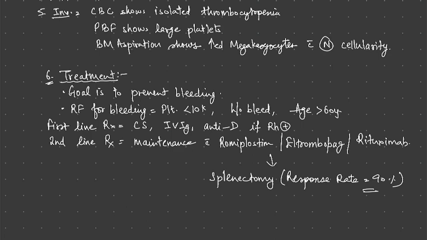Splenectomy is very much successful in ITP. Response rate is 90%. Even though it is very much successful, it is very much effective, still the first line of treatment is not splenectomy. It is always a reserved treatment. Initially we use corticosteroids, IVIG, anti-D. If the patient responds, second line treatment. If the patient doesn't respond, splenectomy.